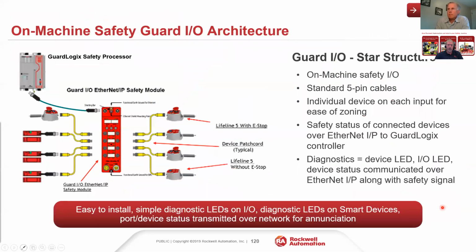Now, the next thing we'll talk about in terms of connectivity is on-machine safety I/O. On-machine safety I/O will only work when we have a GuardLogix processor. That is what it's tied into. It's a CIP Safety I/O, which needs a CIP Safety processor. But that connection scheme, highlighting connectivity, is also extremely simple.